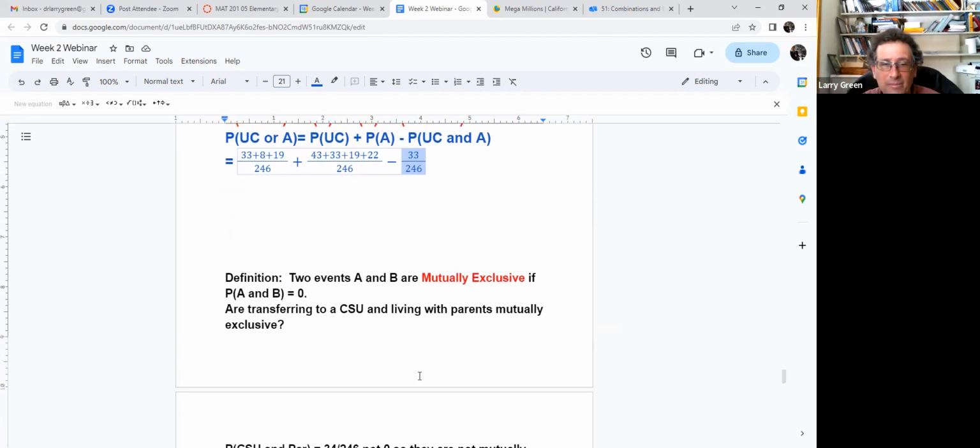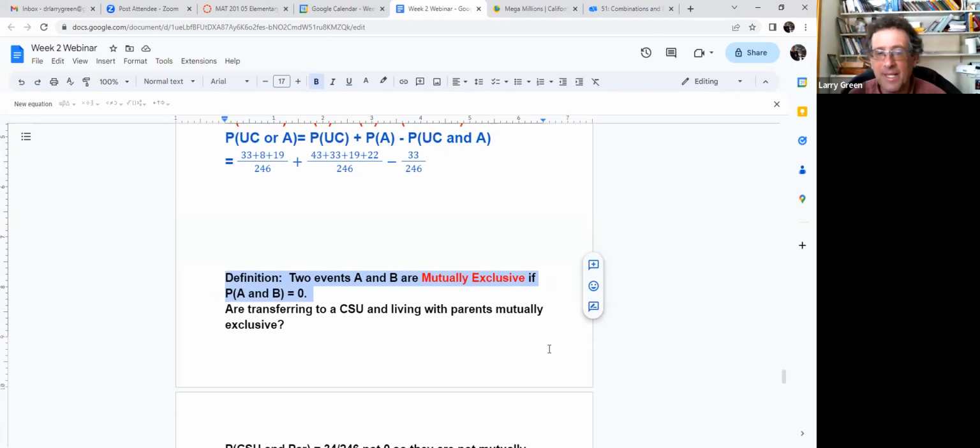Okay, so now a very important definition. Two events A and B are called mutually exclusive if the probability of A and B is equal to 0. Any questions on the definition there? Okay, it's kind of that they can't both happen simultaneously. So are transferring to CSU and living with parents mutually exclusive?